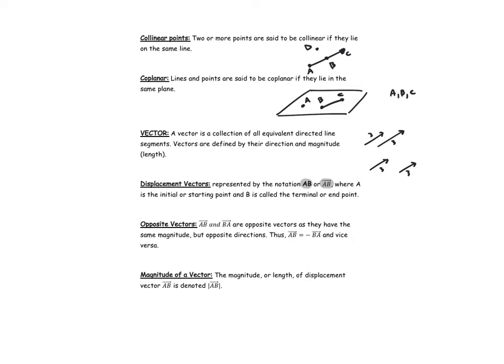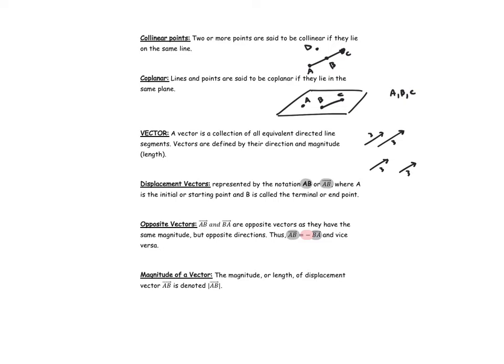Now, opposite vectors are interesting and actually come up quite a bit. AB and BA are opposite vectors as they have the same magnitude but opposite directions. Thus, we can say that AB is the opposite of BA. All right? And when it comes to opposite, this represents direction, right? So this multiplier, which we have as -1.